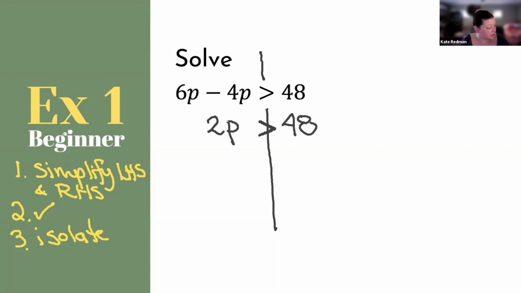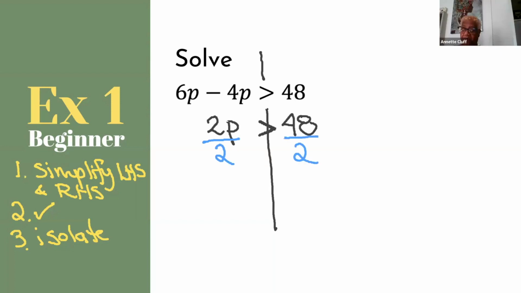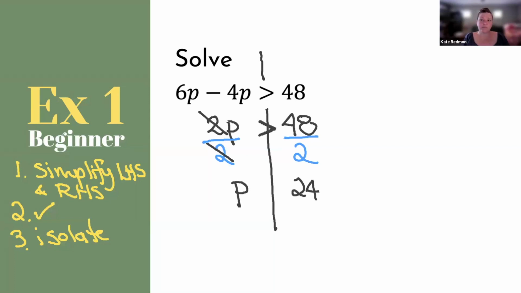You're still going to do the opposite, in this case, divide, with that same number on both sides to keep your balance. And now let's see what our new, not equation, but what our new inequality will be. So multiplying and dividing by 2 are opposites. They cancel. P's alone, just like I wanted. 48 divided by 2 is 24.